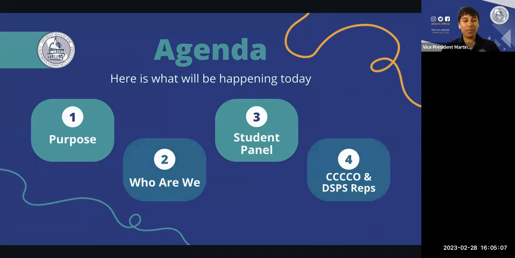So here's what will be happening today. This is our agenda, very quick and very brief. We just went over who we are, but we will be diving very quickly into the purpose. The student panel will be next, and then our DSPS representatives will also be contributing and being part of this panel today.